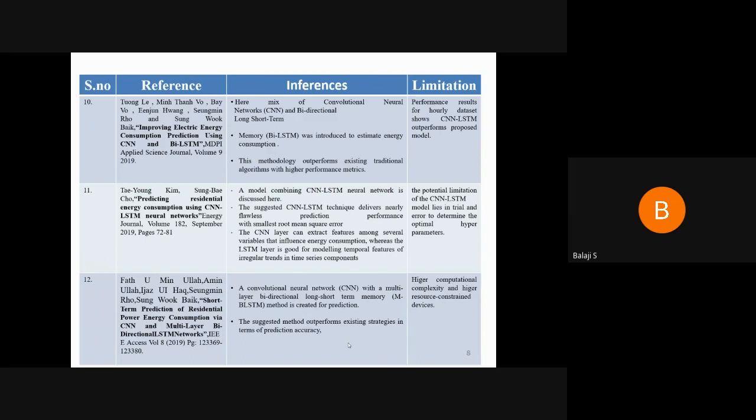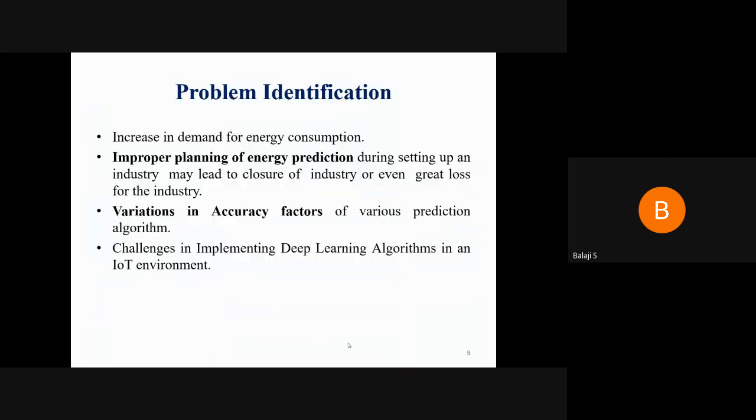Reference 12, Fethu, Men et al., proposed a CNN with a bidirectional LSTM. They suggested that the proposed model was outperforming with a good accuracy. Limitations include higher computational cost and complexity while implementing this model.